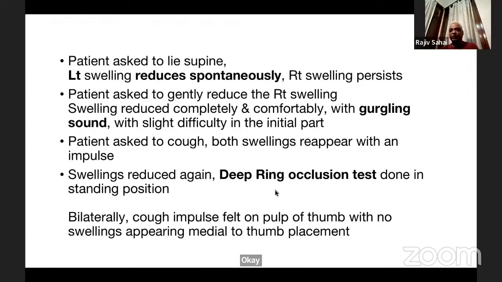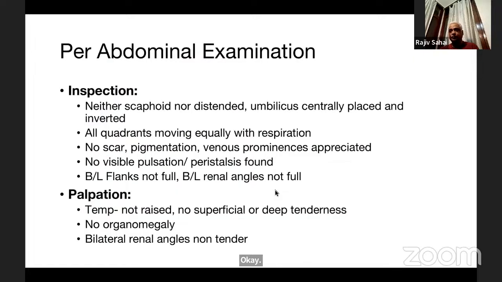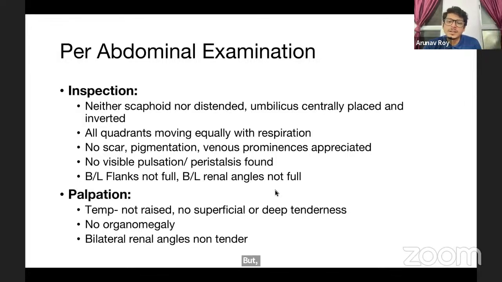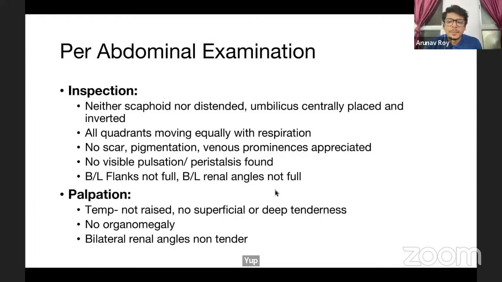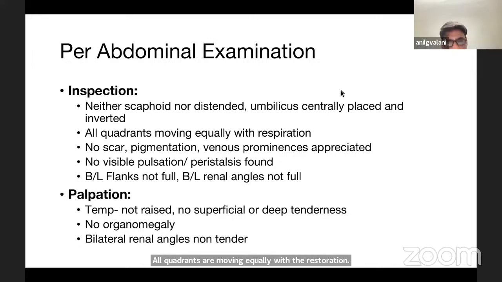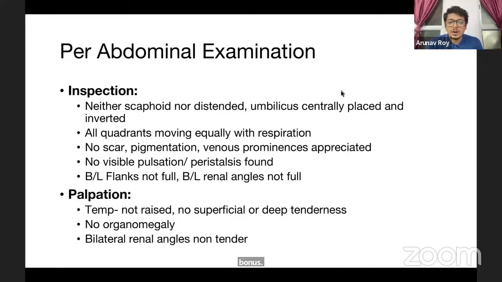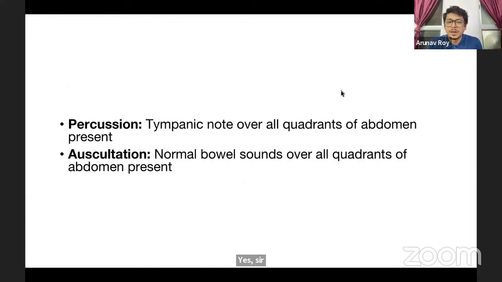Okay, complete your examination, please. Yes, sir. For abdominal examination, on inspection, the abdomen is neither scaphoid nor distended. The umbilicus is centrally placed and inverted. All quadrants are moving equally with respiration. There is no scar, pigmentation or venous prominence. Abdomen is normal. Inspection, palpation, percussion, and auscultation of the abdomen are normal.